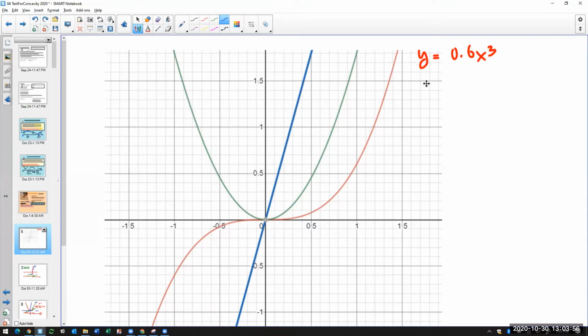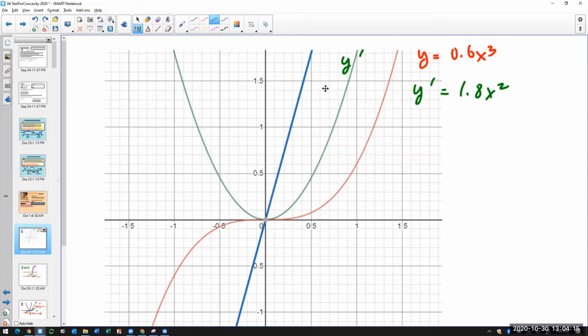I'm going to give you a function, okay? Now, you agree if y is equal to 0.6 x cubed, this is my red function. Then I did by hand the first derivative of that. So 0.6 times 3 is 1.8 x squared. So this right here, this green function is y prime. This red function is y.